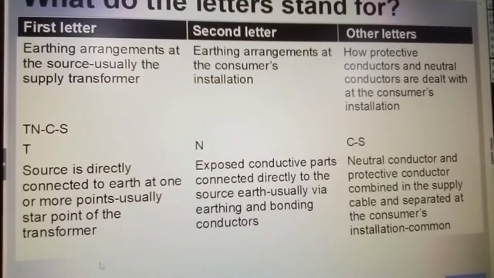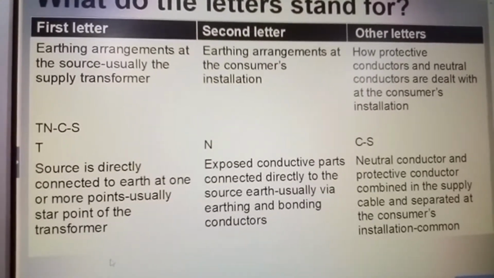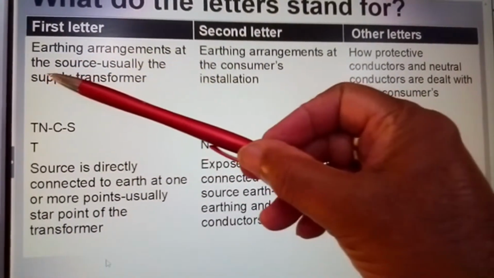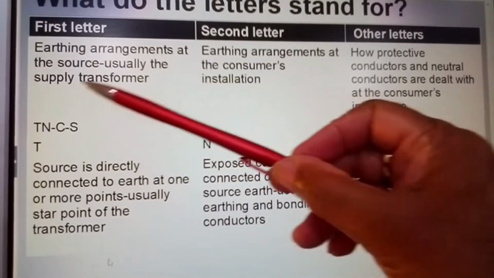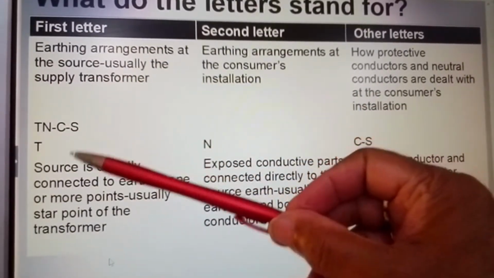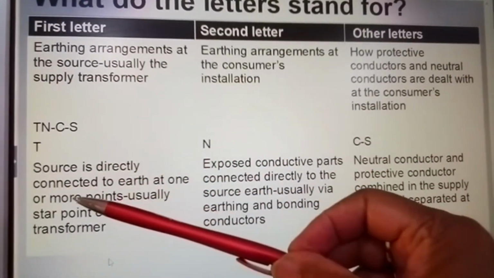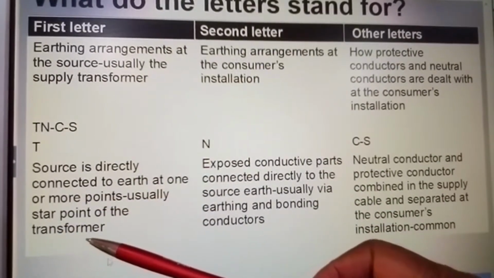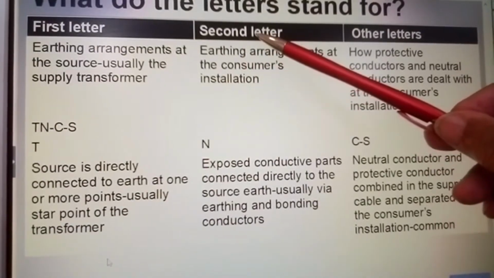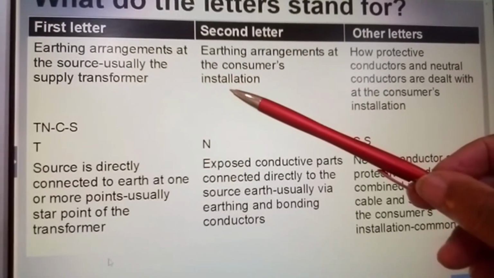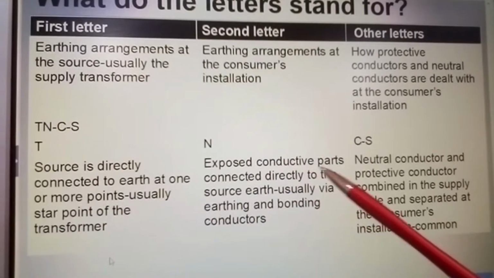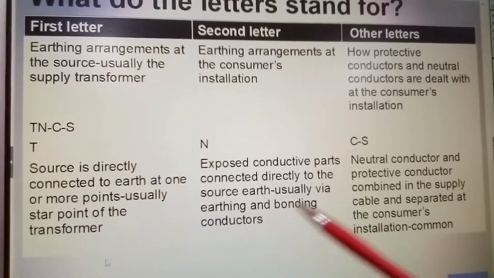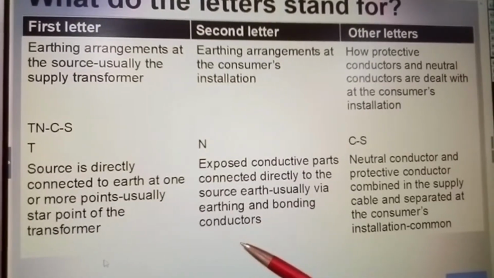Now here we have, what do the letters stand for? First letter, earthing arrangement at the source, usually the supply transformer. T: source is directly connected to the earth at one or more points, usually the star point of the transformer. N, second letter, earthing arrangement at the consumer's installation. N: exposed conductive parts connected directly to the source earth, usually via earthing and bonding conductors.